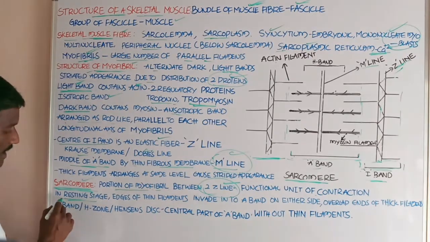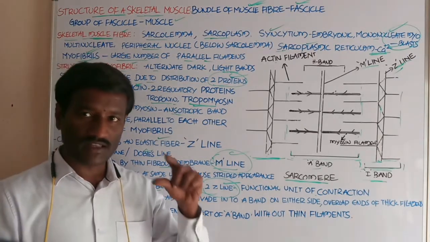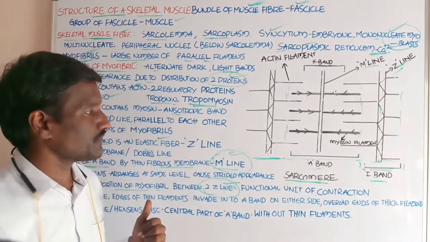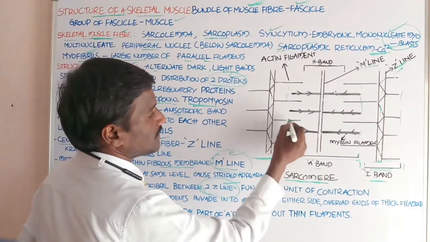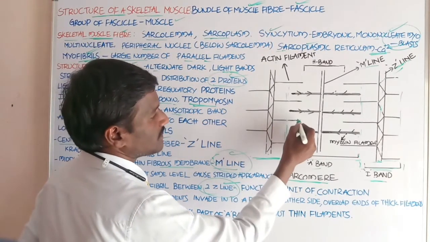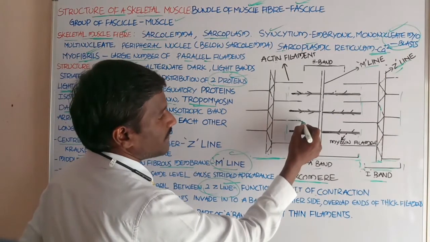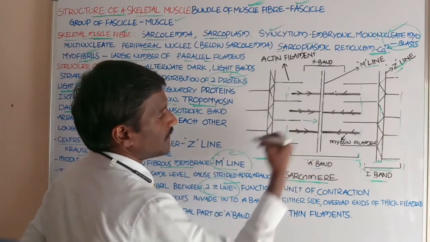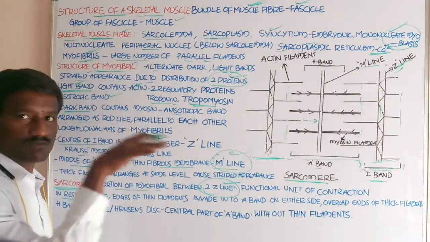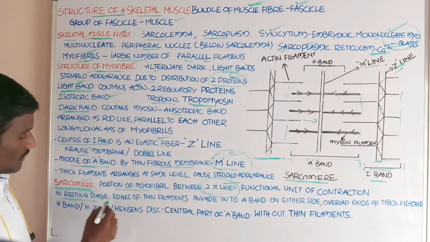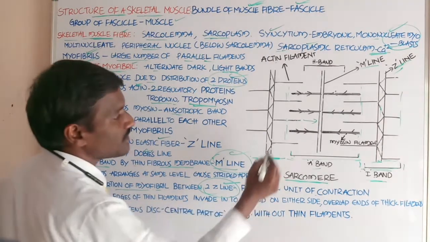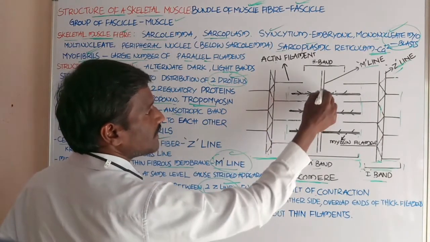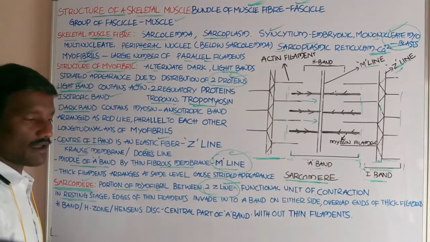Okay, student. And in the resting stage, when the muscle fiber goes to relaxation or the resting stage, the thin filaments enter towards the middle part of the A band. These enter to the inward position. Okay students, the edges of the thin filaments invade into the A band, the middle part of the A band.